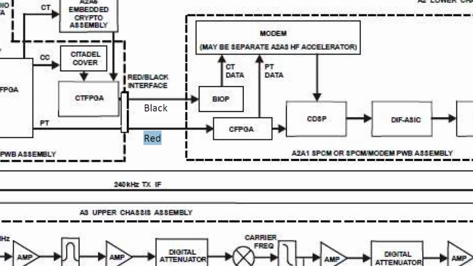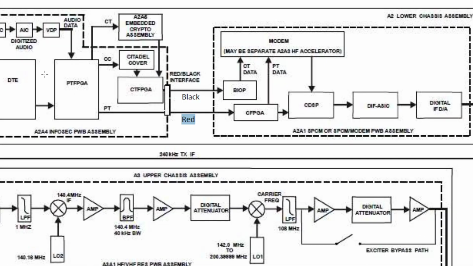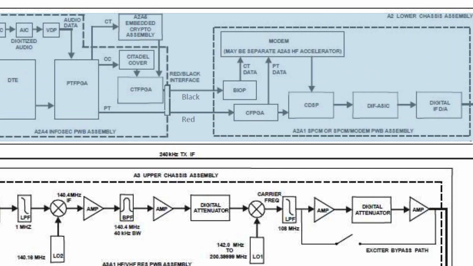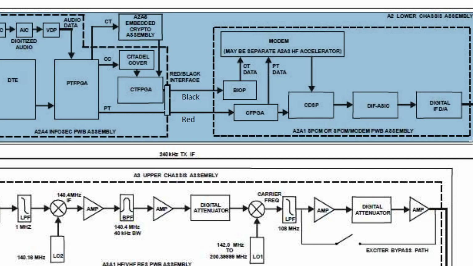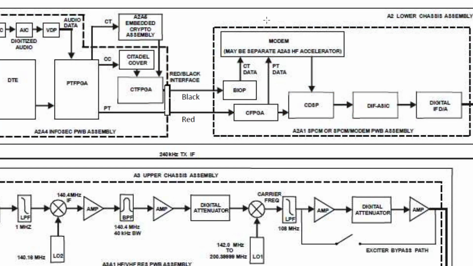When we talk about A2, we talk about all of the things that A2 does. We talk about this audio cleanup, this digital modulation that happens in here. We talk about turning analog to digital and then back again. We talk about all of these things when we talk about A2.